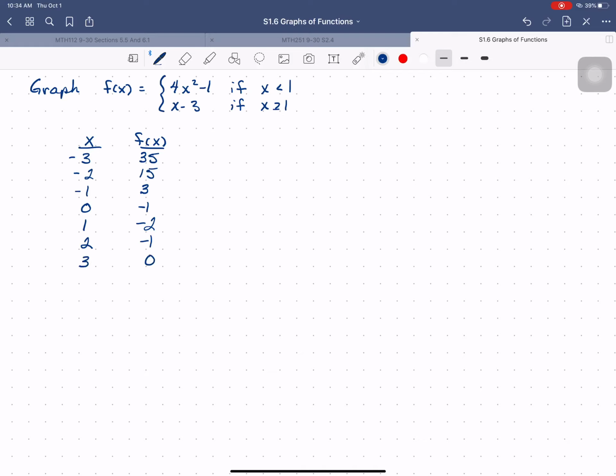So if we want to sketch this graph, we should always label our axes so you know what the scale is on your graph.